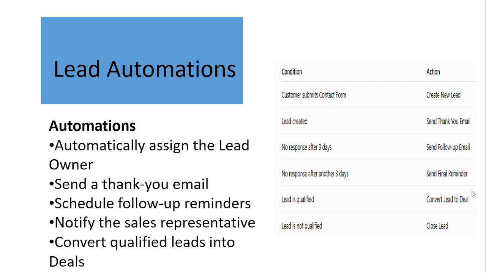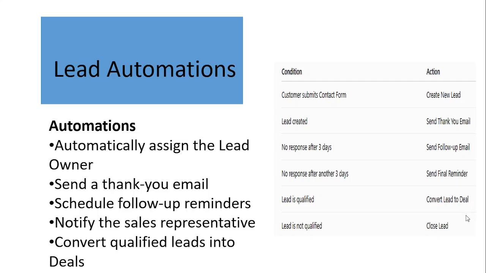When someone completes your contact us form, ClickUp can automatically create a lead and assign it to the right person. Next, an automatic thank you email is sent so the customer knows you received their inquiry. If there is no response after 3 days, ClickUp can remind the salesperson or trigger another email follow-up. If there's still no response after another few days, a final reminder can be sent.